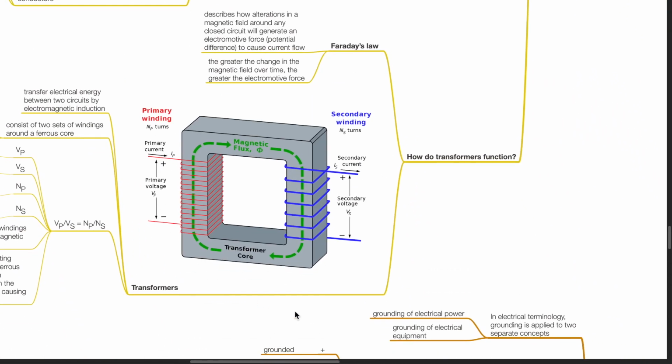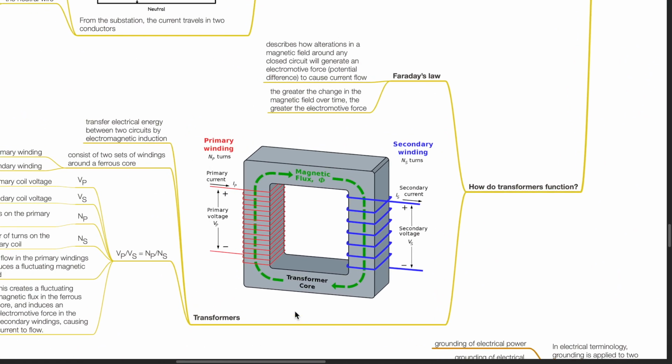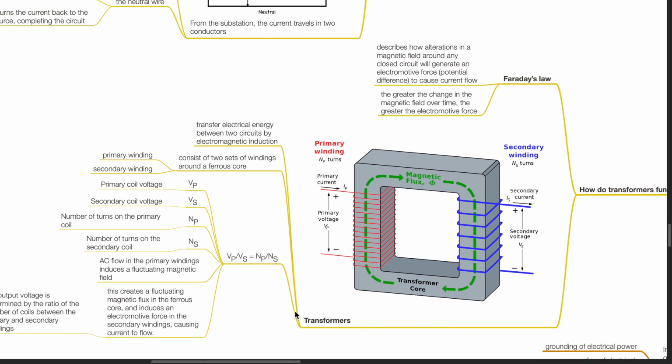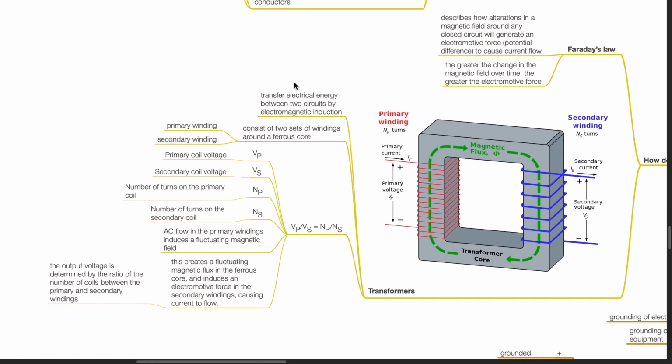Function of transformers. According to Faraday's law, alterations in a magnetic field around any closed circuit will generate an electromotive force to cause current flow. The greater the change in the magnetic field over time, the greater the electromotive force. Transformers transfer electrical energy between two circuits by electromagnetic induction and consist of two sets of windings around a ferrous core, the primary winding and the secondary winding.